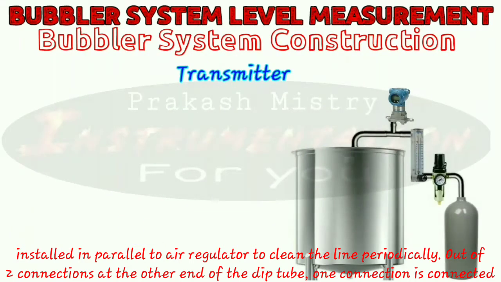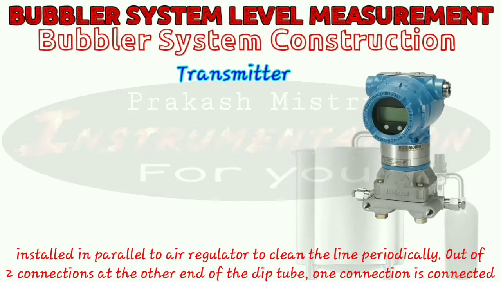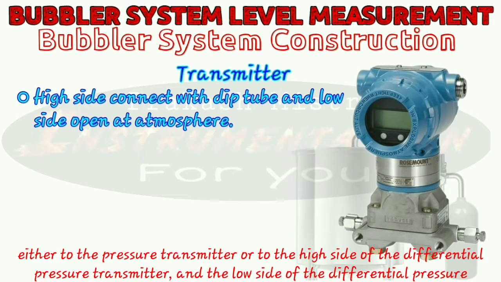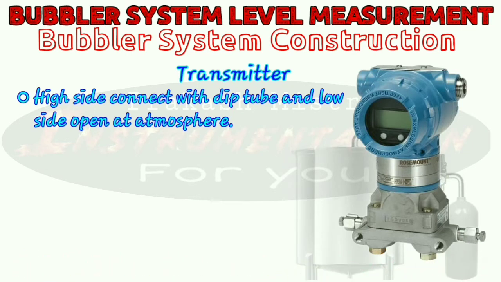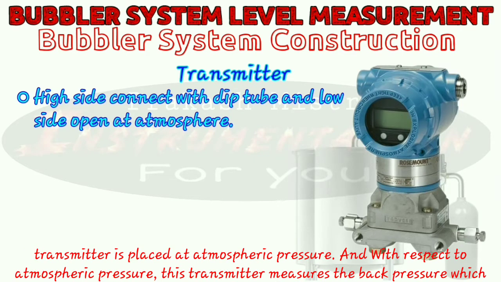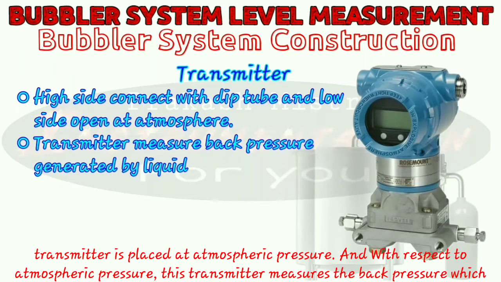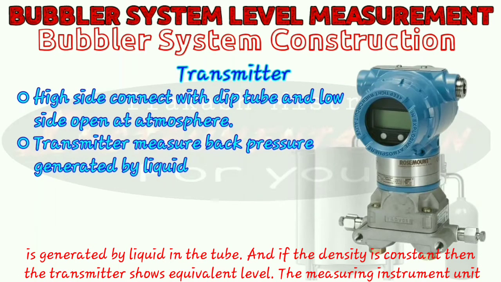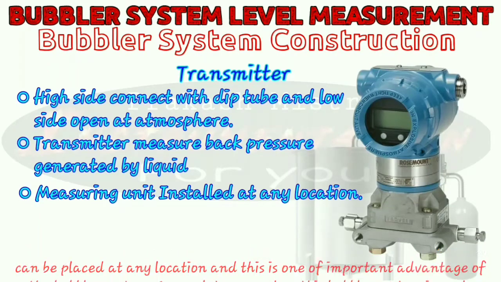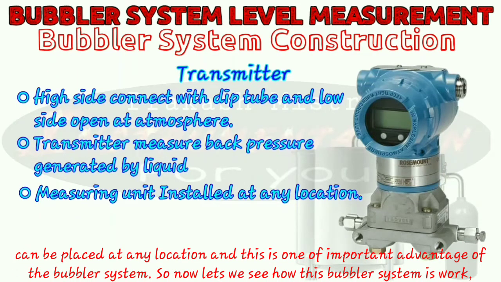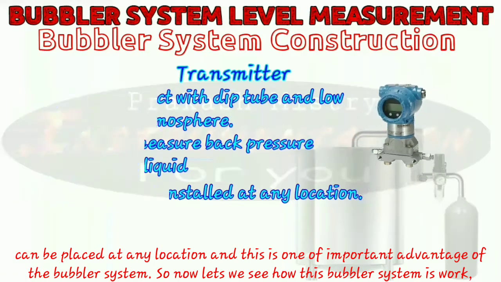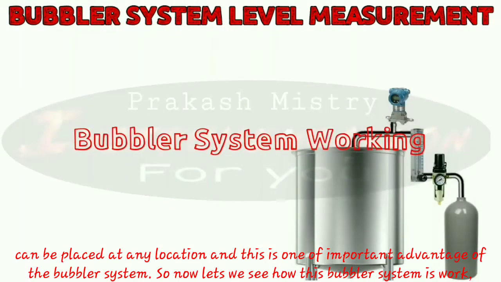Out of the two connections at the other end of the dip tube, one connection is connected either to the pressure transmitter or the high side of the differential pressure transmitter, and the low side of the differential pressure transmitter is placed at atmospheric pressure. With respect to atmospheric pressure, this transmitter measures the back pressure which is generated by the liquid in the dip tube, and if the density is constant, then the transmitter shows the equivalent level. The measuring instrument units can be placed at any location, and this is one of the most important advantages of the bubbler systems. So now let's see how the bubbler system works.